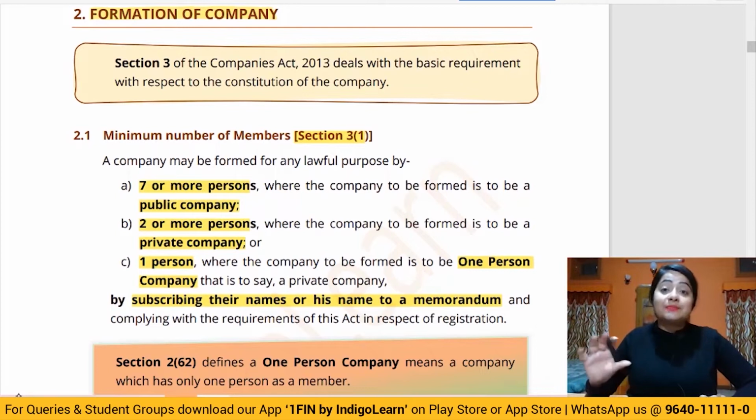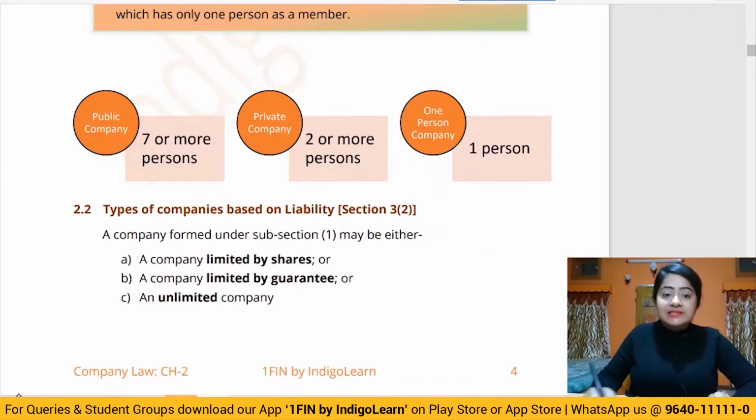Okay, this memorandum has a subscription clause in which the initial members of the company sign their names along with their details, right? So in case of a public company, a minimum of 7 subscribers should be there. In case of a private company, a minimum of 2 members should be there. In case of a one-person company, 1 member has to be there. Let's move on. Let's discuss the types of companies based on liability.